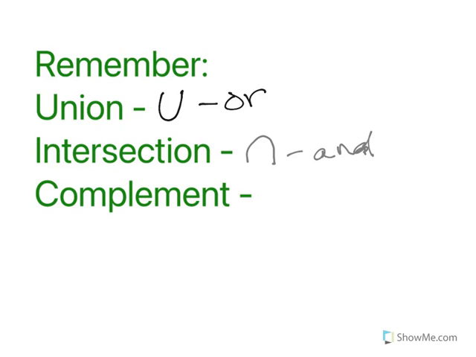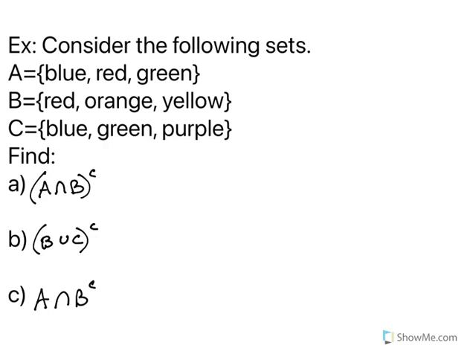And then complement, we use a little C, or we also might use a prime. So we could say the complement of A, or we might say A prime. Either way, this means everything not in A. Okay, so consider the following sets. We have set A, which is blue, red, and green. We have set B, which is red, orange, and yellow. And set C, which is blue, green, and purple.